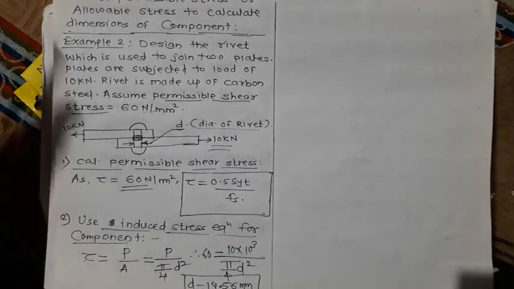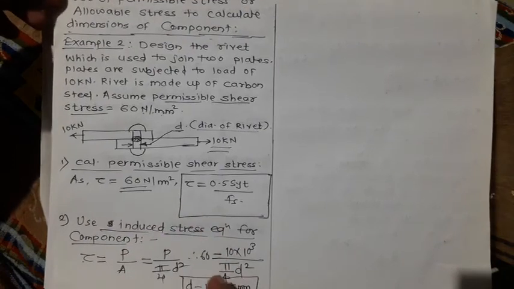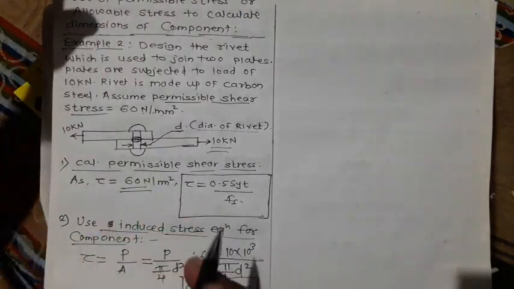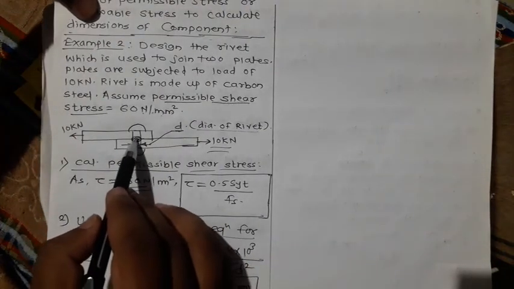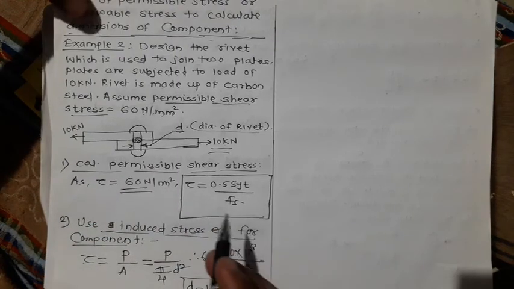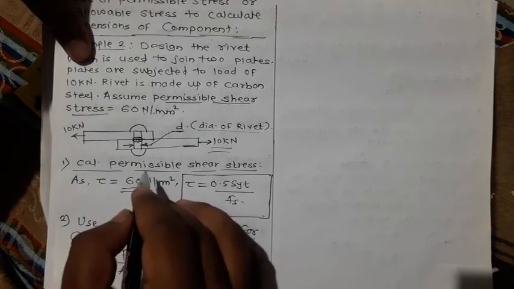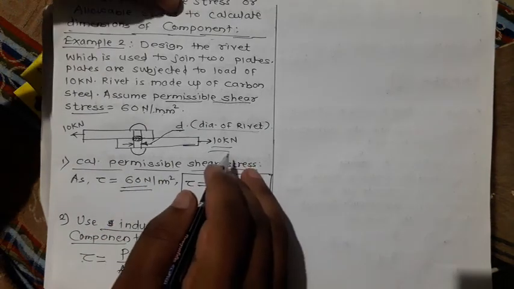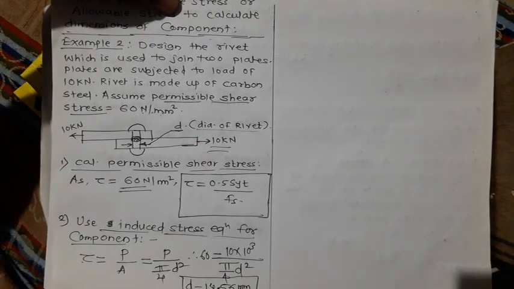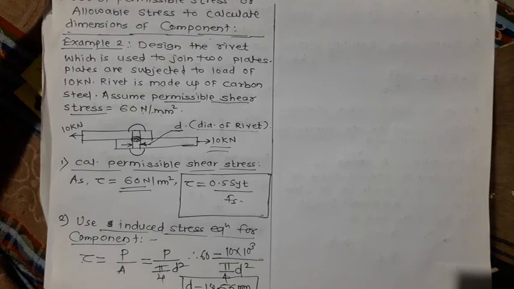So in this way we can calculate the diameter of rivet, which is subjected to shear failure, direct shear failure. So type of stress induced in this rivet is direct shear stress. So this is example for direct shear stress. Now we will consider the second example of shaft, rotating shaft.